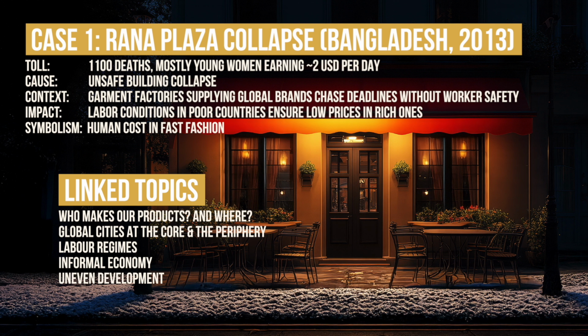These are also big cities. Millions of people live there, and they're key to the global economy, but they're located in the periphery. Take Dhaka, Bangladesh. It's a mega city with over 10 million people, but it's a poor city in the periphery. Rana Plaza was located at its outskirts. And what other weekly topics does this case relate to? Labor regimes, definitely. Informal economy, sure.